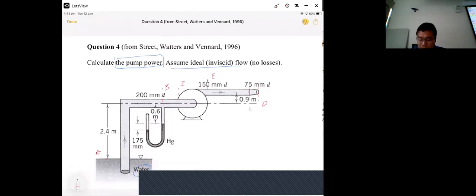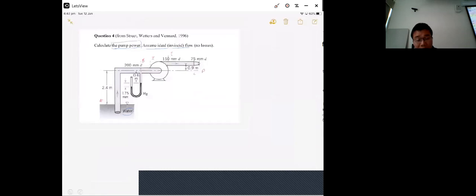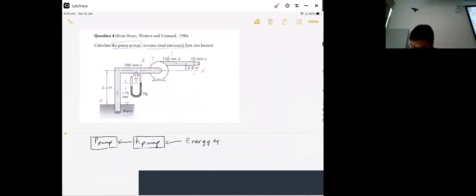Pump power. How to find pump power? Similar to the previous question. It's very similar. To find pump power, it means you have to find S pump. Okay, S pump. To find S pump, energy equation.